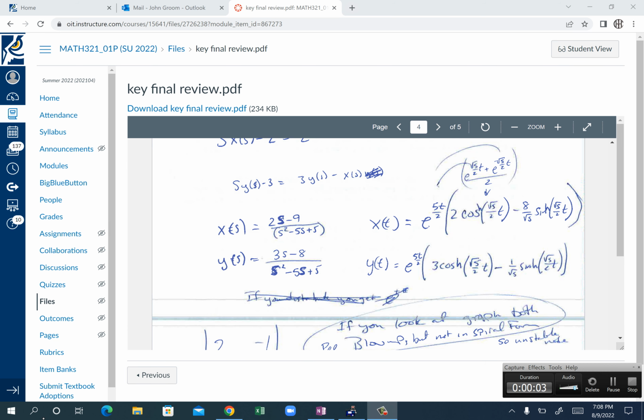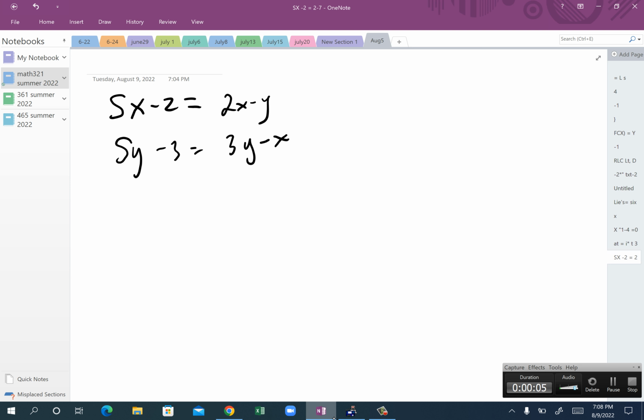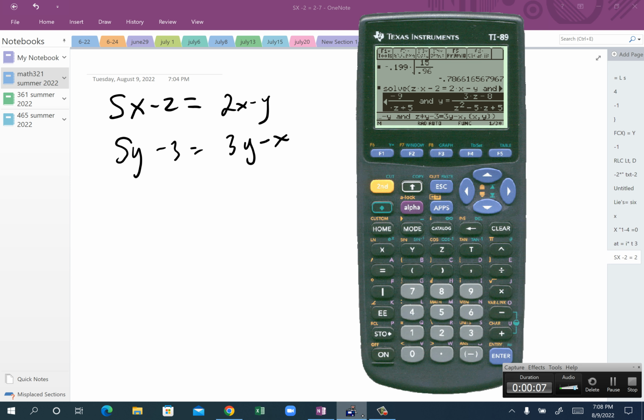Oh, hey, we're here. All right, so anyway, I went in. There it is, I wrote it out, and I went in and put it in my calculator. So notice it solved. Let's come back to the front.